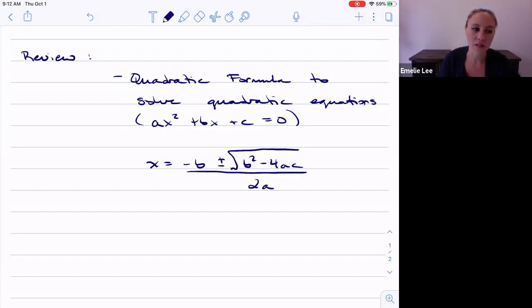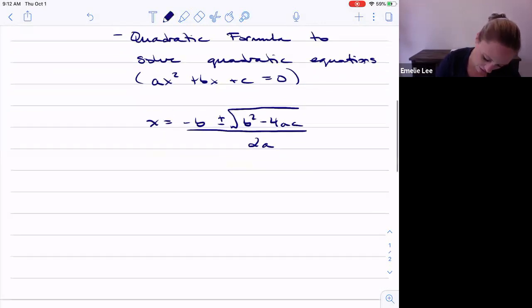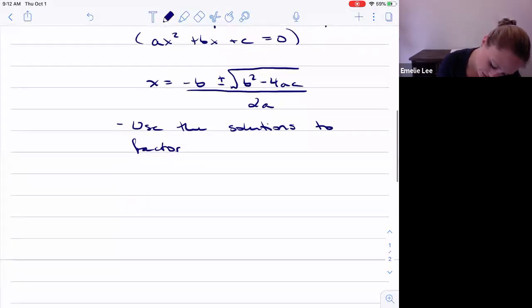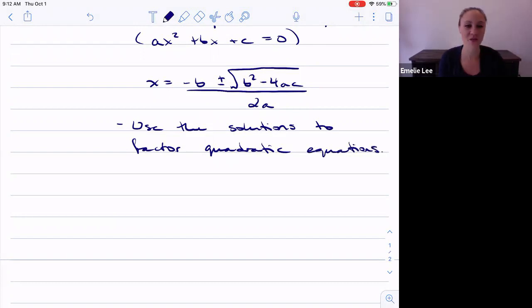Because we're going to use this to find the solutions. So we use it to solve the quadratic equation, so we solve for x, and then we use the solutions to factor the quadratic equation. And we'll see that again today, so not to worry.